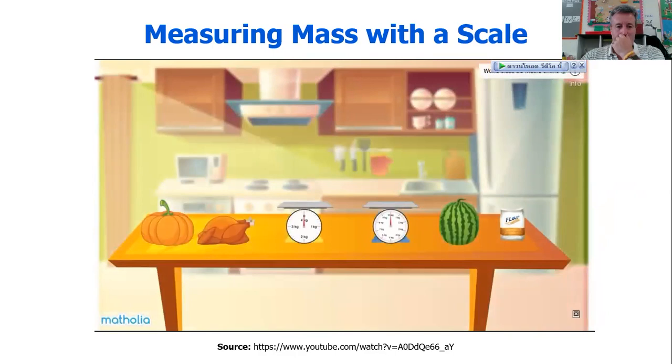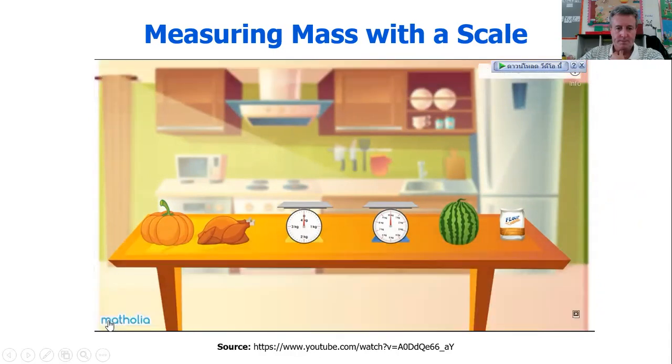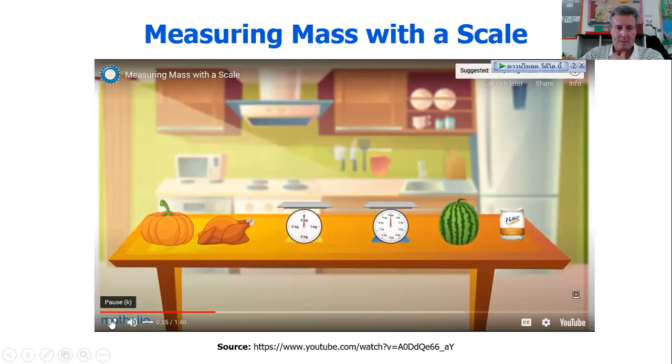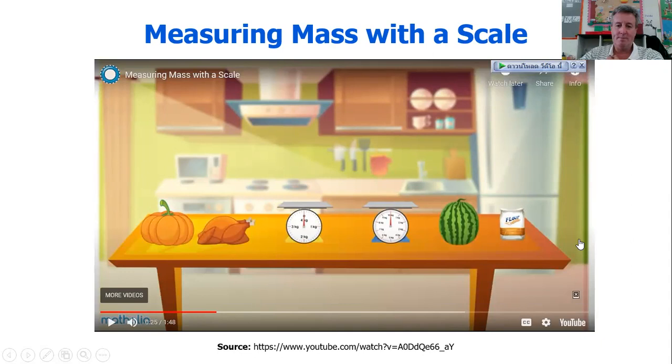Welcome to my kitchen. Let's measure the mass of the 4 food items on the table. Have a guess at the mass of each object and write it down. Which item do you think is the heaviest? And which do you think is the lightest? Can we remember which one's the heaviest and which one's the lightest? I think the pineapple, the pumpkin, pineapple is it? Pumpkin. Pumpkin is the heaviest and flour is the lightest.